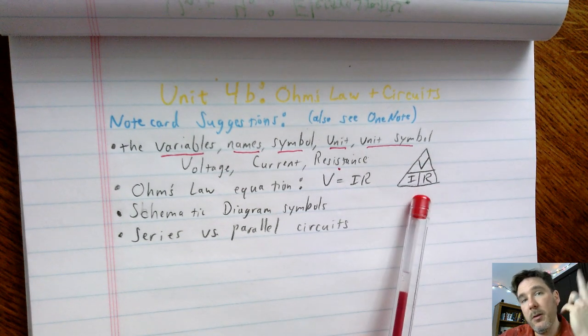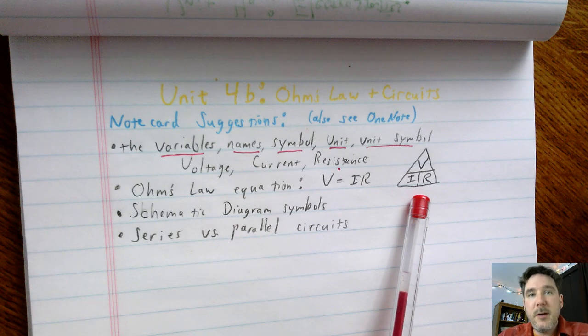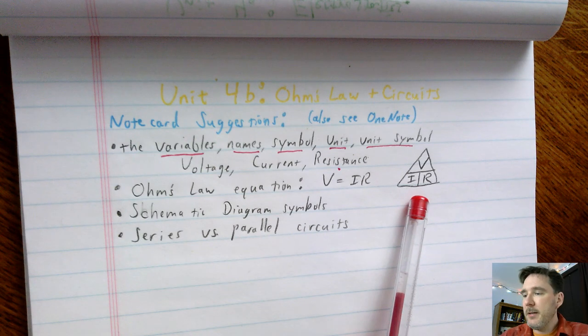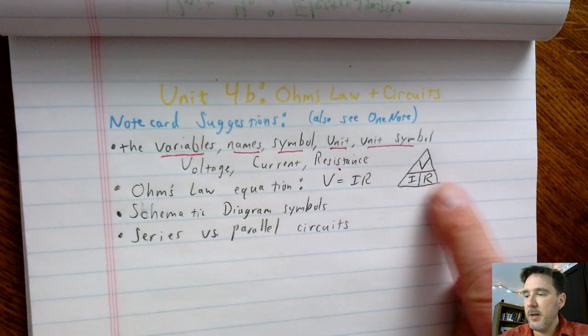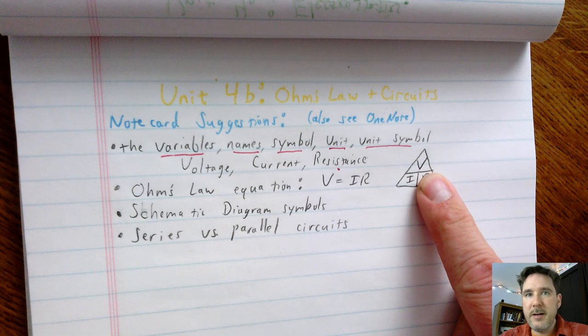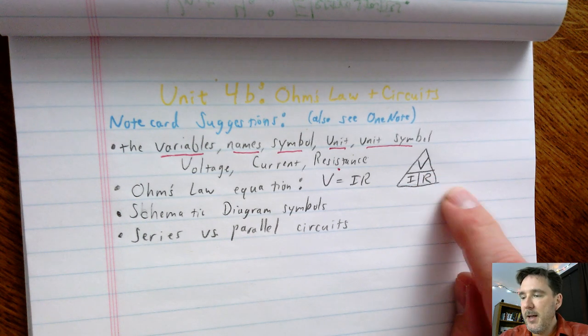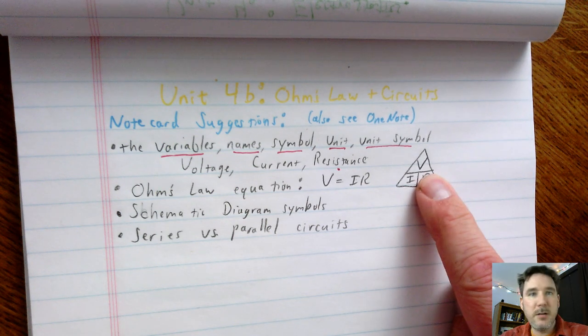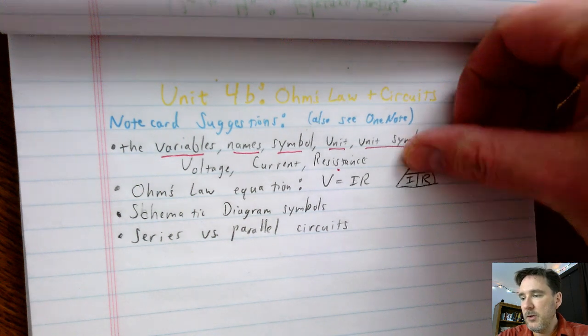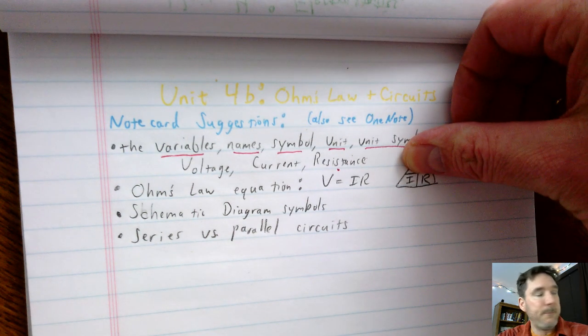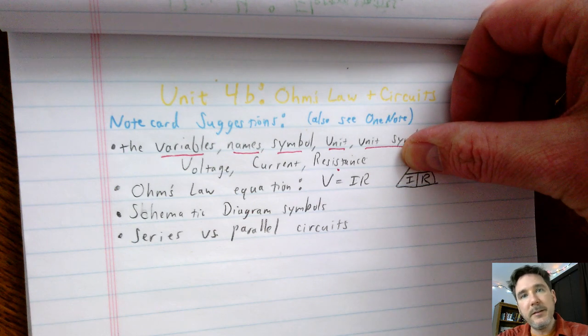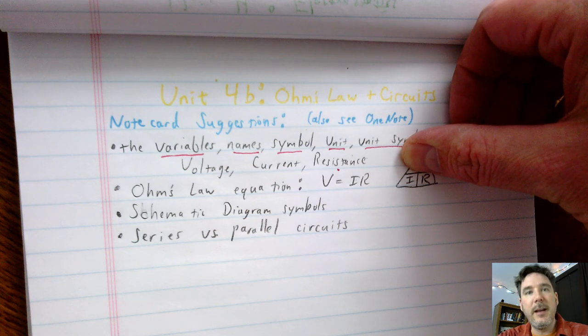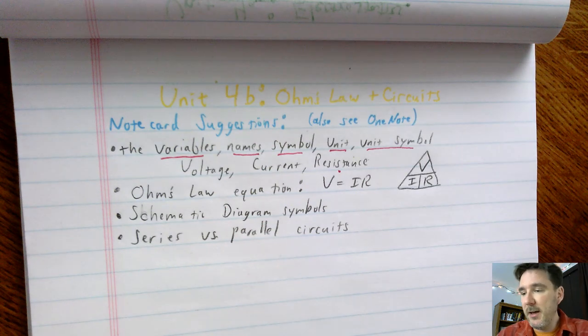If you're more comfortable using the triangle trick, please be my guest. Remember, for the triangle trick, you cover up whatever you're trying to solve for. So if you're given voltage and current and you need to solve for resistance, you just cover up resistance, and now you know you have to take V divided by I. Or if you're trying to solve for voltage, and you have current and resistance, then you cover up voltage and you multiply, just like that.